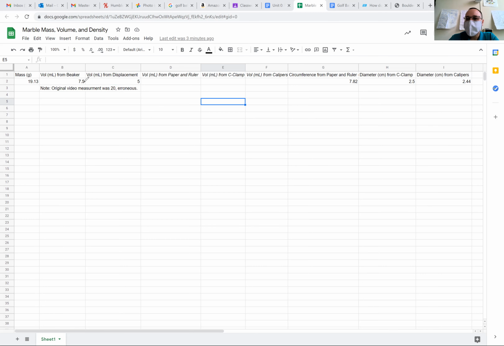And then, so all these measurements have been correctly obtained. Okay, so we've measured the mass of the marble, we've measured the volume in the beaker, we've measured the volume through displacement, we've measured the circumference of the marble with paper and a ruler, we've measured its diameter with a C-clamp, and we've also measured its diameter with calipers. Okay, so what to do next?